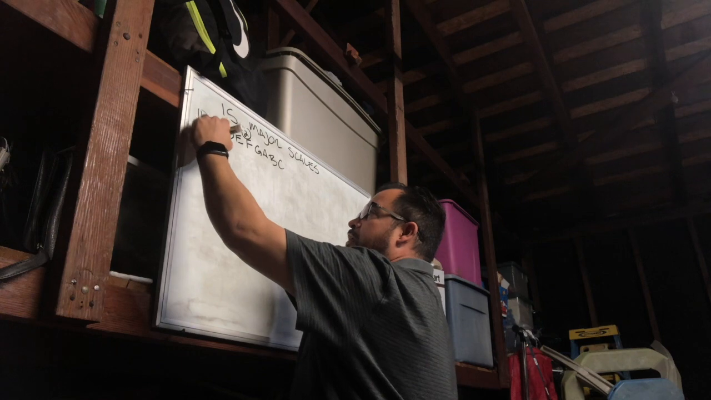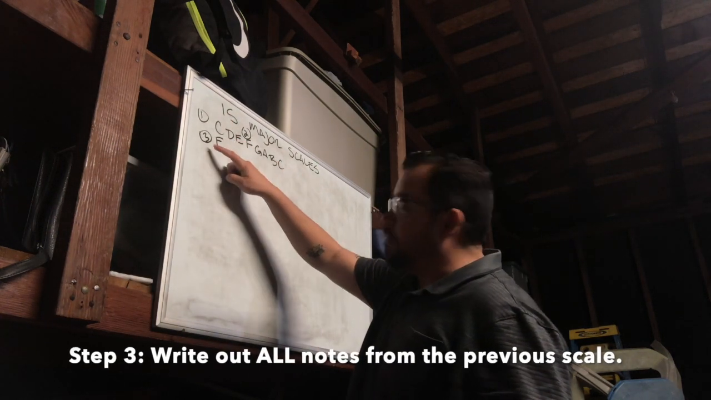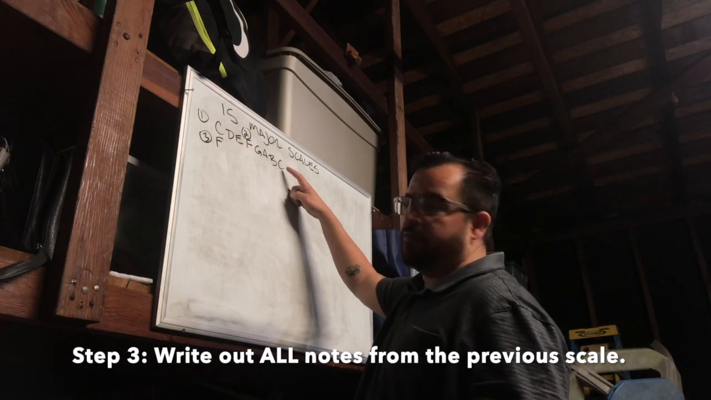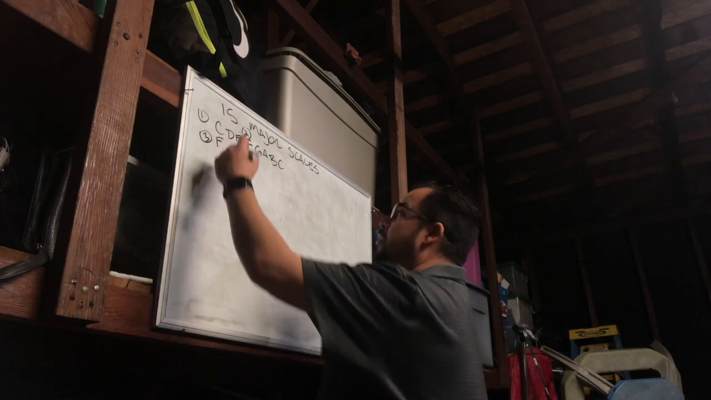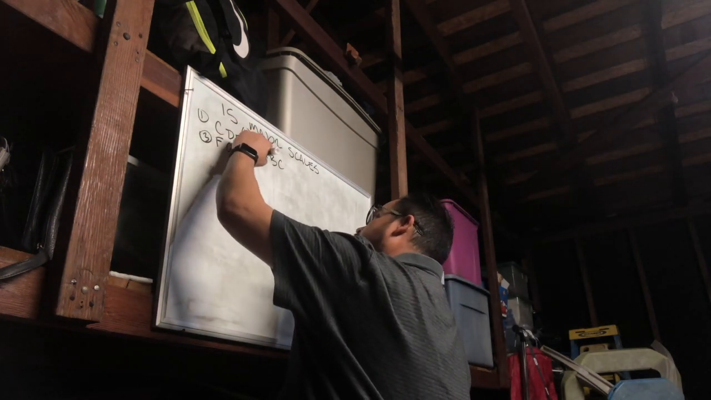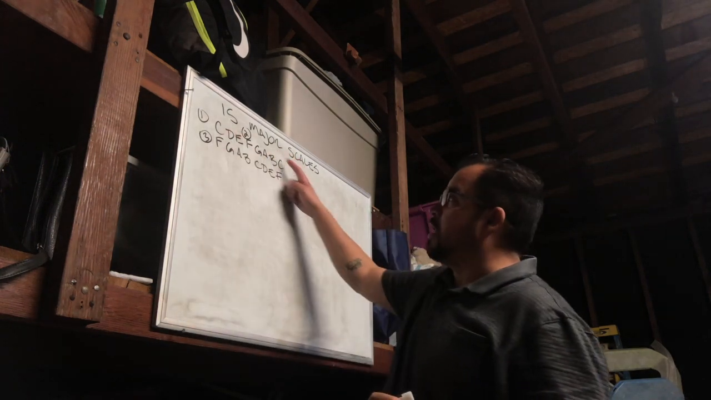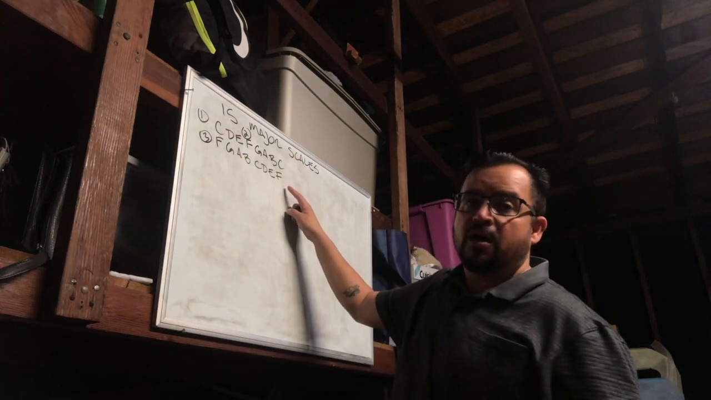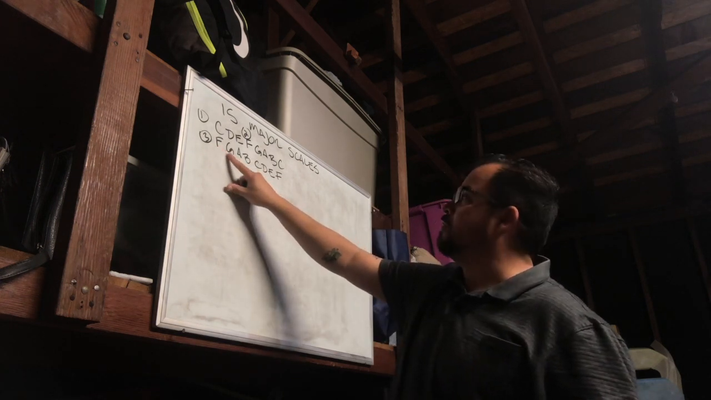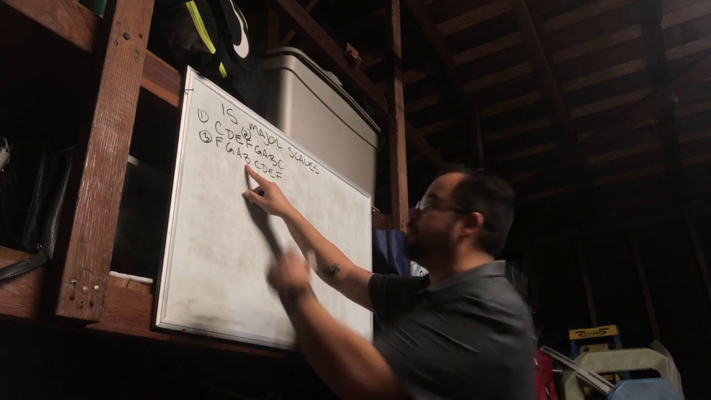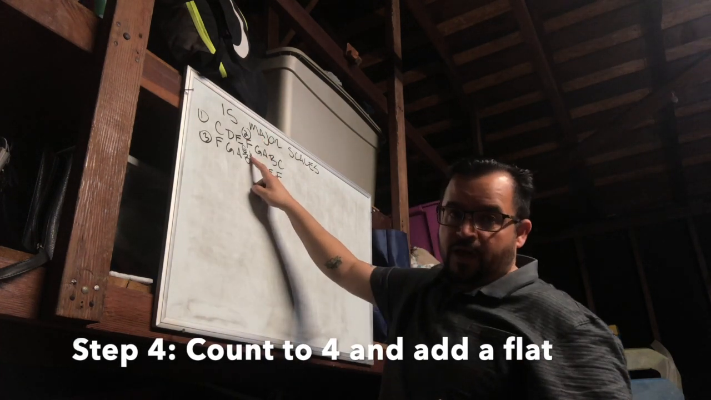Step 3 is I'm going to copy all the letters from the previous scale, starting on the 4th letter, or 4th note. So everything that was in the top scale is now on the bottom scale, but starting on the 4th letter, or the 4th note. Now I'm going to count to 4 again: 1, 2, 3, 4, and I'm going to add a flat. Step 4, count to 4, add a flat.